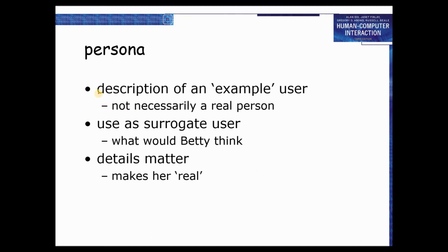So come back to the slides. Persona is basically a description of an example user. And not necessarily is it a real person. It's not a must that it is a real person, or rather I would say most of the time it is not a real person. Okay, most of the time it is just a thinking, an imaginary person. Because a persona should represent a large group of people. Okay, not one person but a large group of people, the properties that are common between the whole group of people. And it is used as a surrogate user.